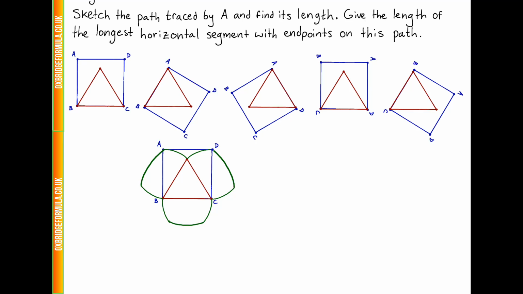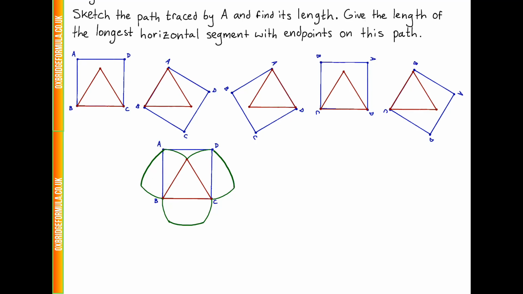Now, how do we find the length of this path? What's special about the shape of it? Each part of the path is an arc of a circle. Why is this important to us? Remember that we know how to work out the lengths of arcs using the radius and the angle.